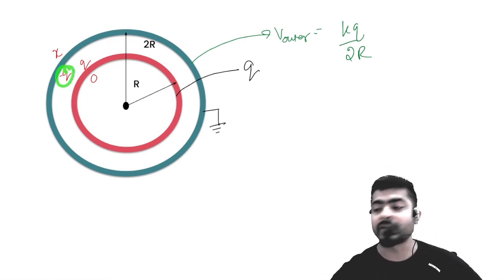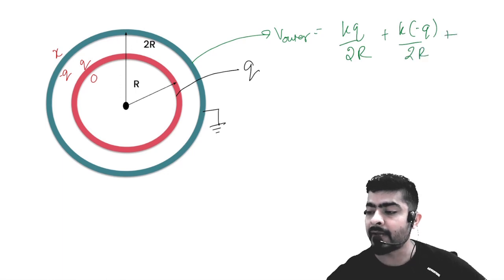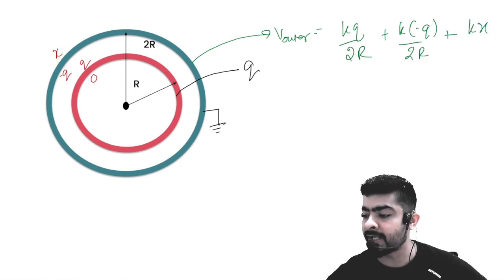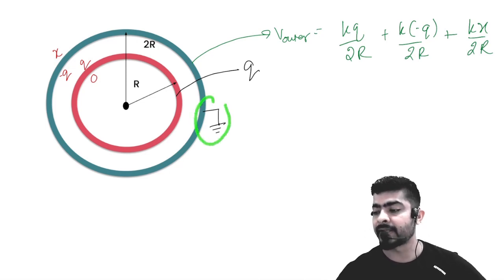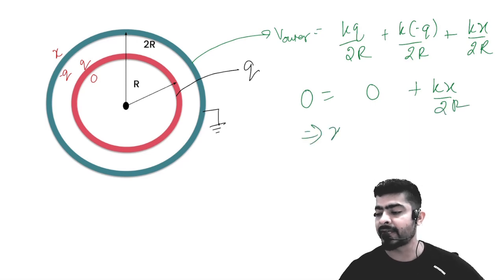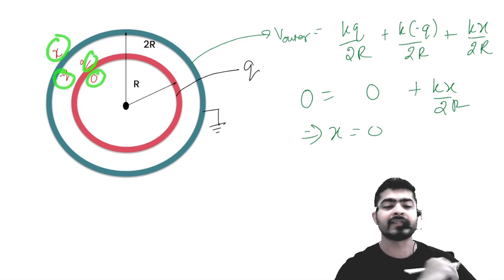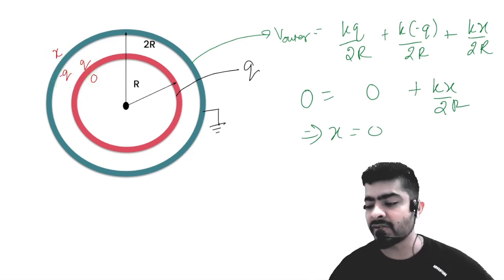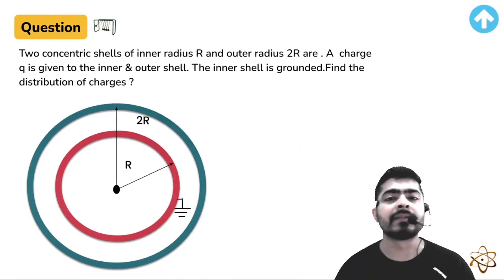Okay. Now what about minus Q? This will also create potential K minus Q by 2R. And what about X? This will create potential Kx by 2R. Now because of earthing, the V outer will become 0. And these two are also getting cancelled out. So we are left with 0 plus Kx by 2R. So from here I get X equal to 0. So we have 0 charge, Q, minus Q, and this becomes 0 again. So this is your charge distribution for this question. Okay. Try a similar question now.